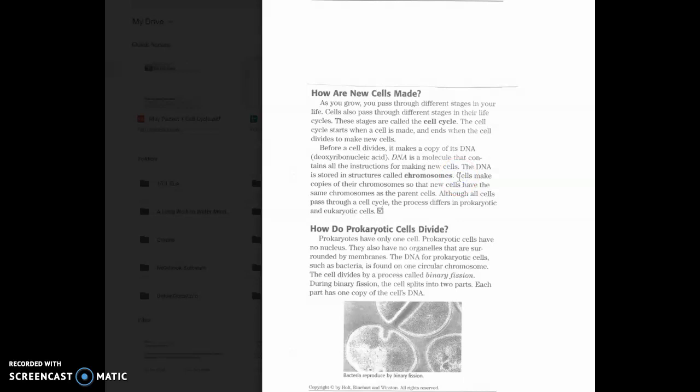And DNA, in the third paragraph, it says during binary fission, the cell splits into two parts. Each part has one copy of the cell's DNA. Okay, so go ahead and answer your science and fill out your vocabulary words.